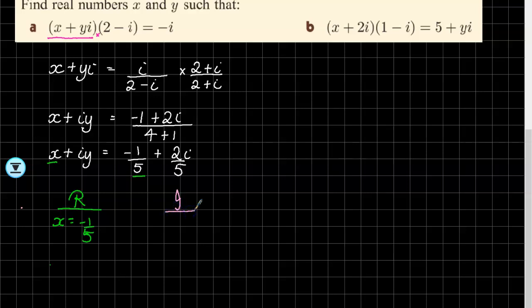Right, imaginary. What's my imaginary part on the left-hand side? It's the IY, but I'm going to ignore that I because that did its job already. It told me that's the imaginary part, so I'm just looking at the coefficient. What's the imaginary part on the right-hand side? 2 over 5. And we go, awesome. Simple, simple, simple, right? Why did you even need to go through this?